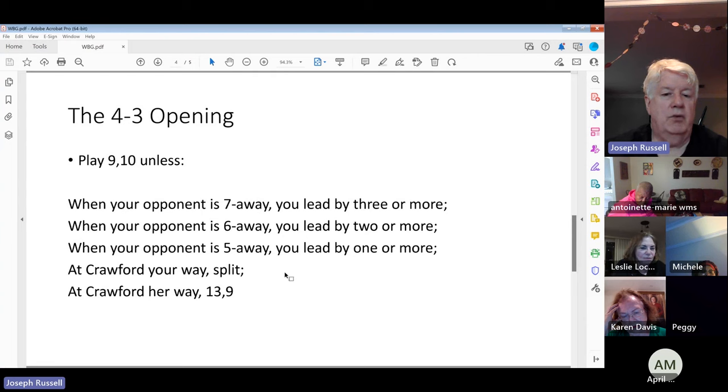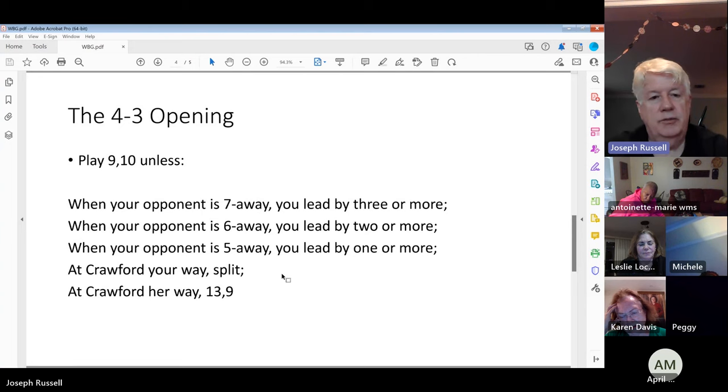When your opponent is 5 away and you lead by 1 or more, then you split instead of slide. And at Crawford your way, always split. And at Crawford their way, always play 13-9. That's pretty easy to remember.